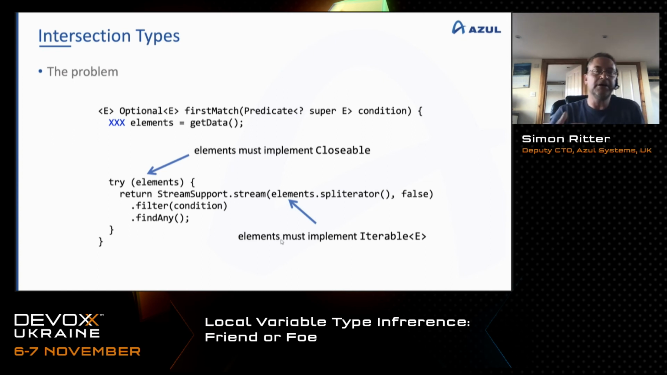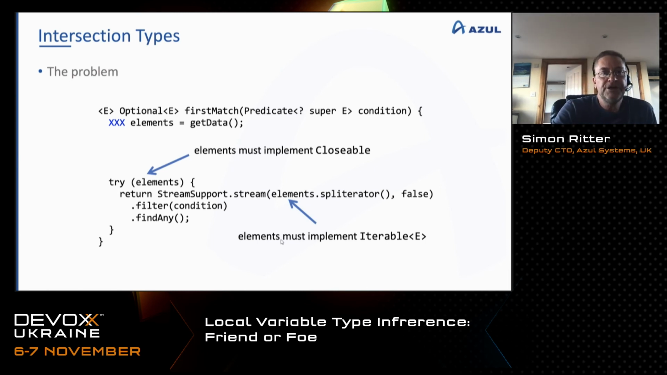What we end up doing is either creating an interface of our own, which extends both Closeable and Iterable of type E, or we create a concrete class which implements both Closeable and Iterable of type E. Neither of which is good because that's type pollution, and if we're only using this in one place, suddenly we've got a whole class or interface that we've had to create just for one particular instance.